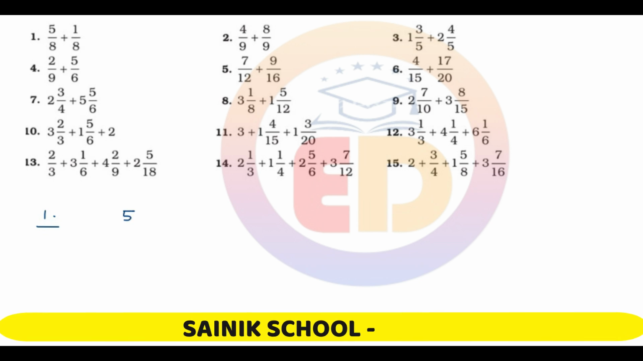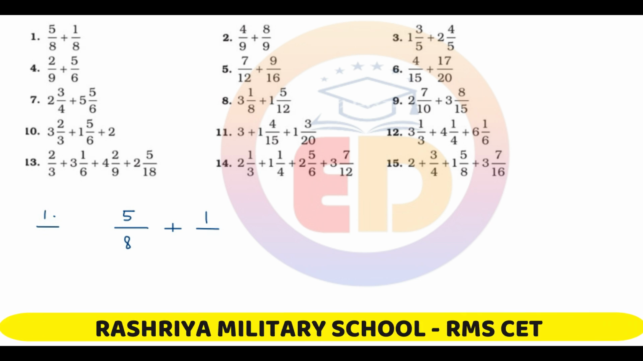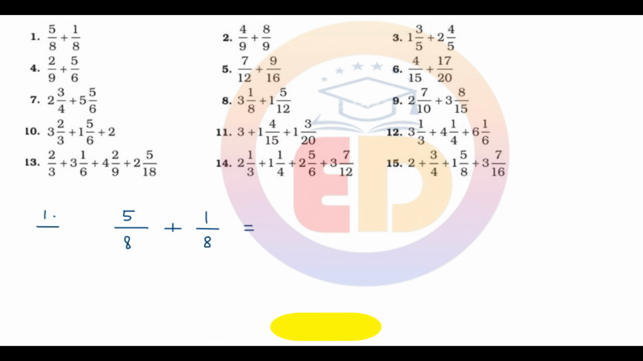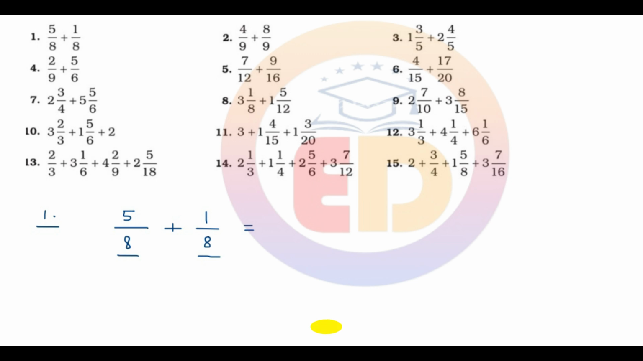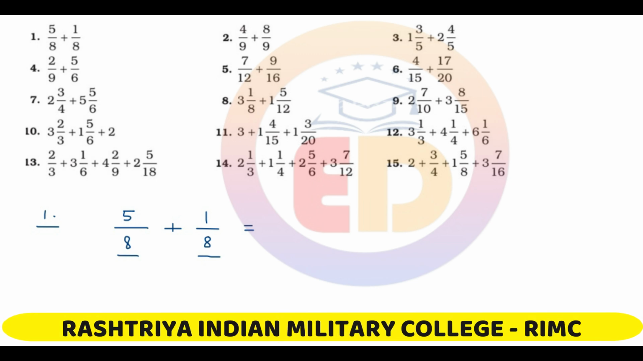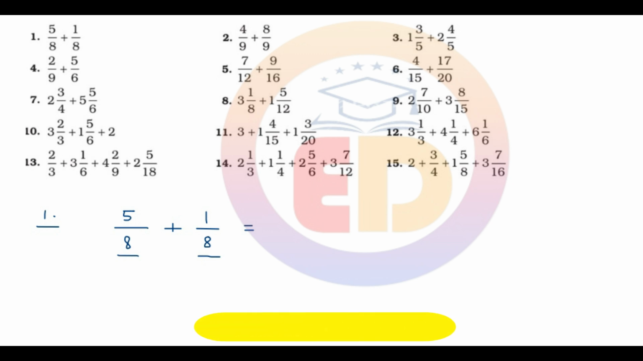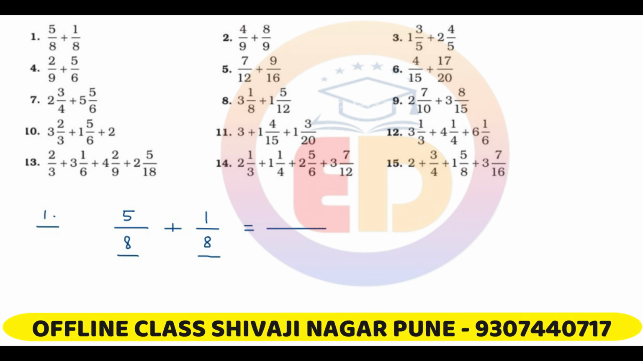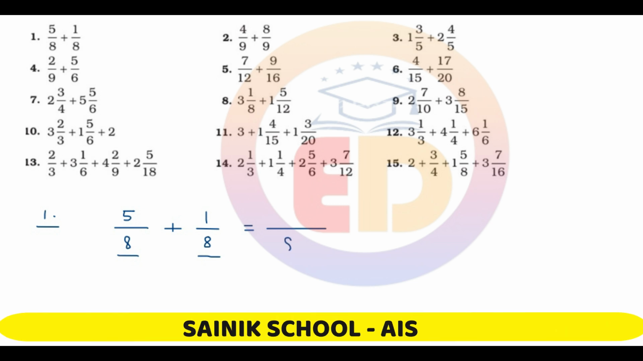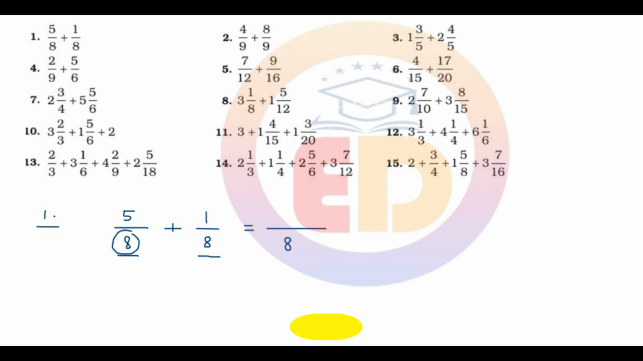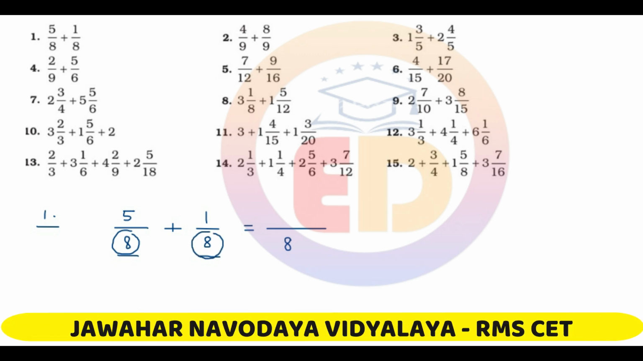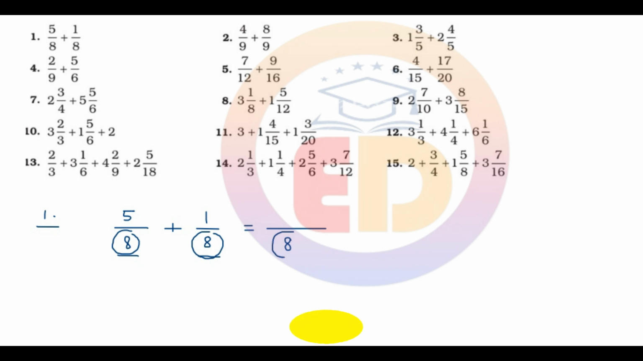It is 5 upon 8 plus 1 upon 8. Now you see that in both the fractions the denominator is 8 and 8, so the denominator is the same. When the denominators of both the fractions are the same, you just have to take 8 as the denominator of the answer. So when you add them, the denominator of the answer will also be 8.